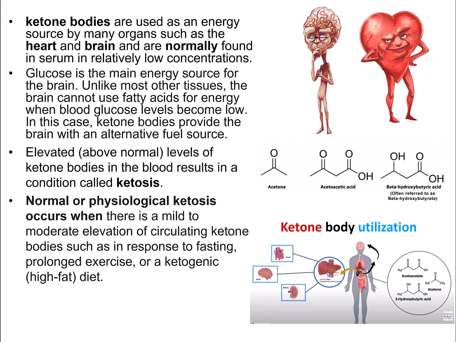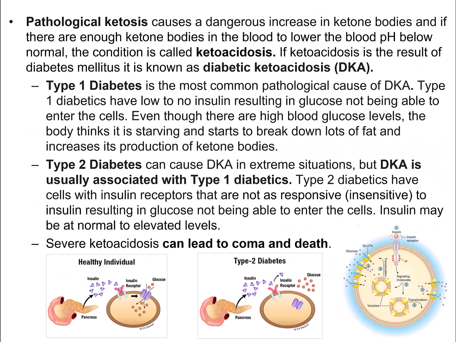The problem is that if you have excess amounts of ketone bodies, pathological ketosis causes a dangerous increase in ketone bodies. And if there are enough ketone bodies in the blood to lower the blood pH below normal, then we call this condition ketoacidosis. If ketoacidosis is a result of diabetes mellitus, it's known as diabetic ketoacidosis or DKA. This is also another term you want to star.